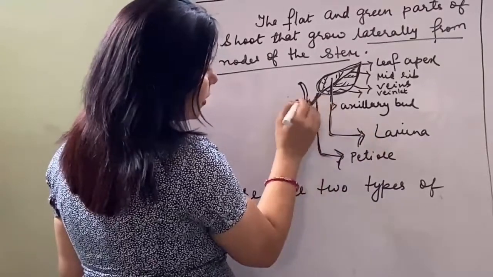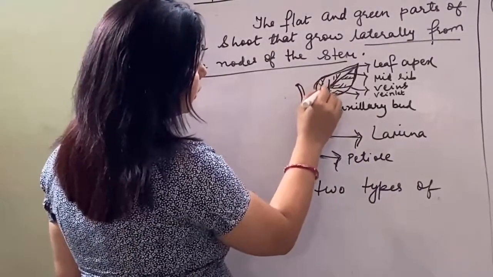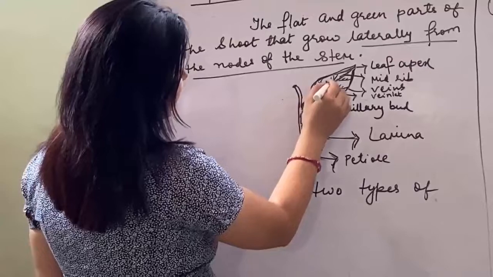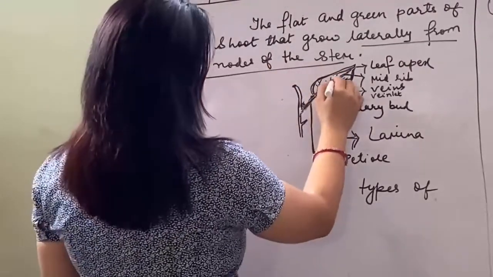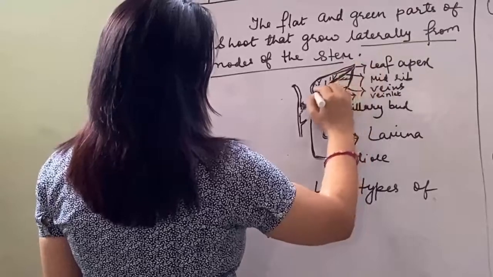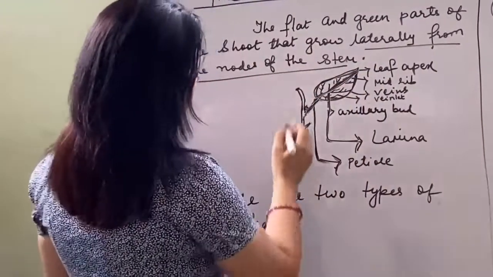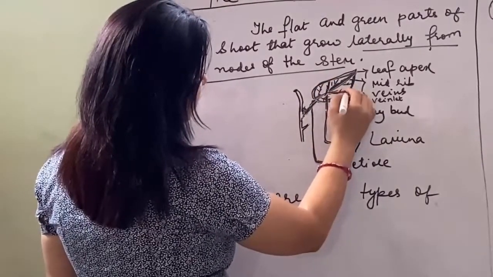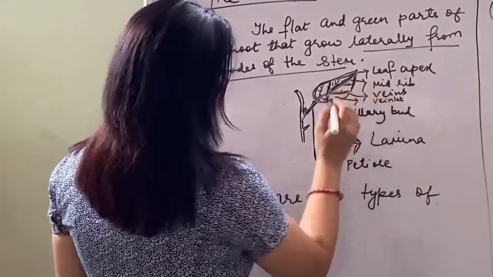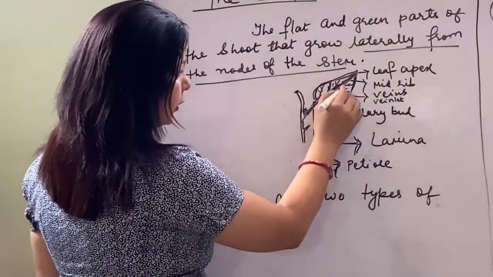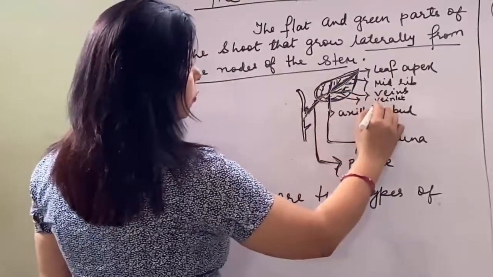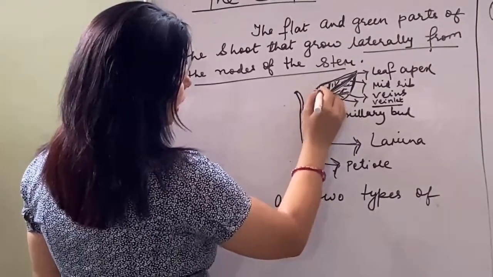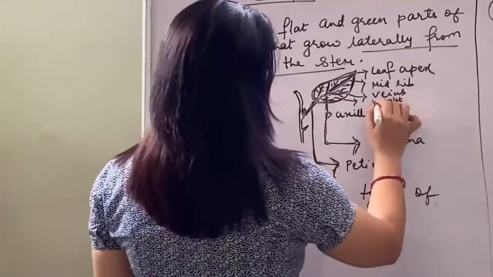This petiole enters into the lamina, and the part of the petiole which is inside the lamina is known as the midrib. Now the midrib gets branched, and these branches are known as veins. These veins further get branched, and these smaller branches are known as veinlets. The side veins along with the main veins are known as veinlets.